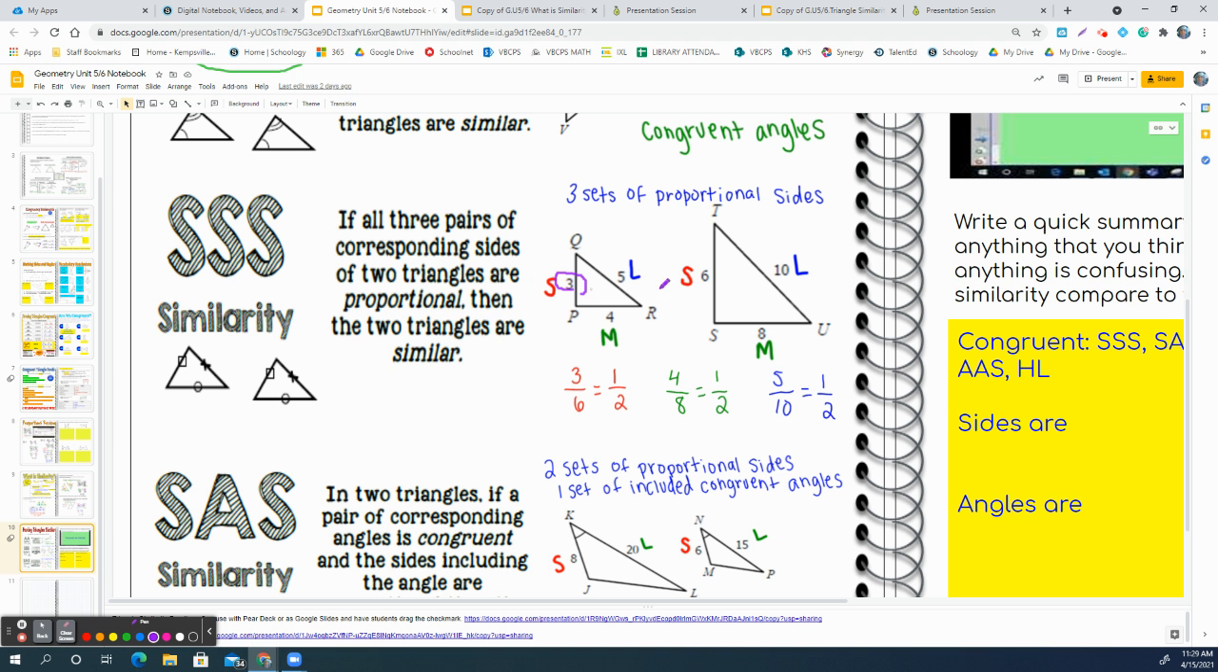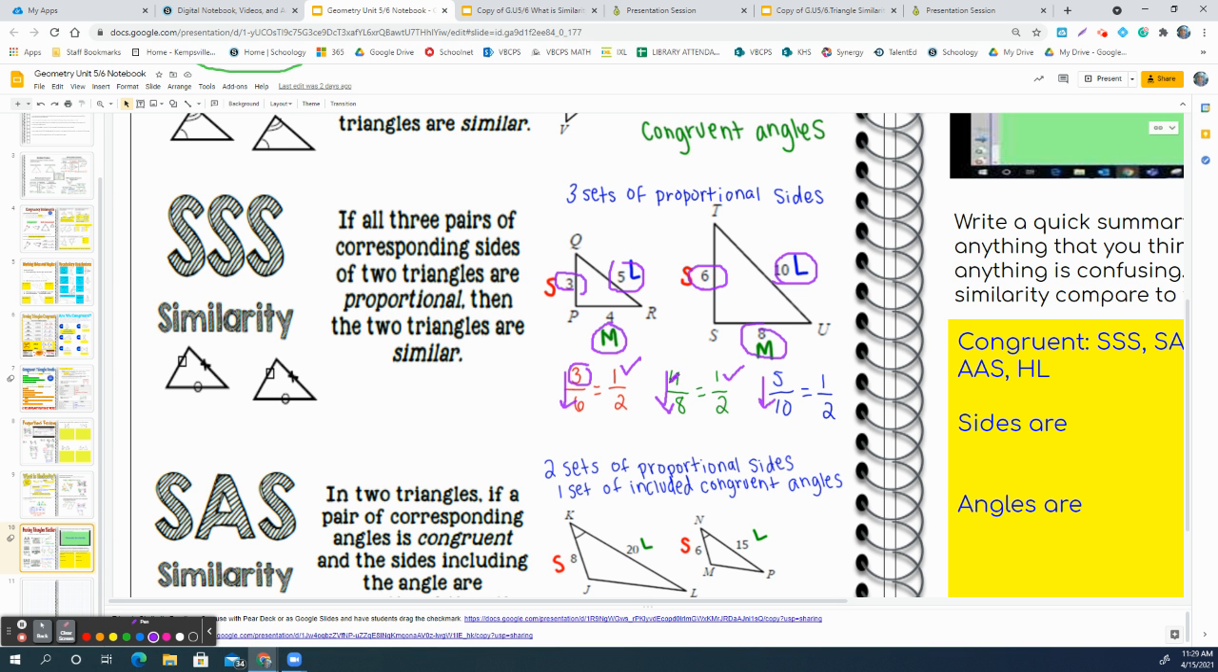The small side goes with the small side. 3 is smaller than 4 and 5, and 6 is smaller than 8 and 10. So the 3 goes with the 6. You reduce that and get 1/2. Then I've got the medium side, the 4 and the 8. 4 and 8 also reduce to 1/2. Those 2 match. Likewise, the 5 and the 10 also match. So 5/10 turns into 1/2.